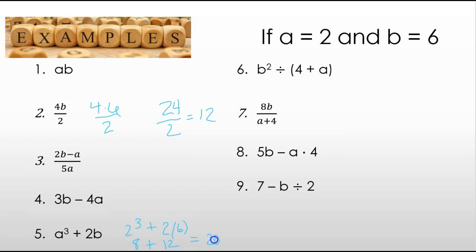And then I'll do number 8. So 5 times 6. So I plugged in 6 for b, minus a, which is 2, times 4. And we get 30 minus 8. That is 22.